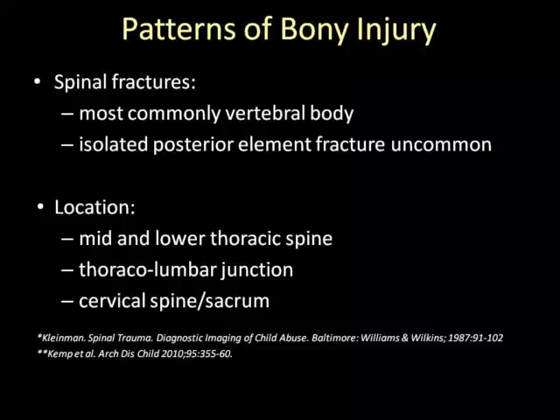Most commonly, the vertebral body is affected when there is a fracture. Isolated posterior element fractures are rare, such as traumatic spondylolyses. The most common location is the lower thoracic spine and the thoracolumbar junction, less common cervical spine and sacrum.